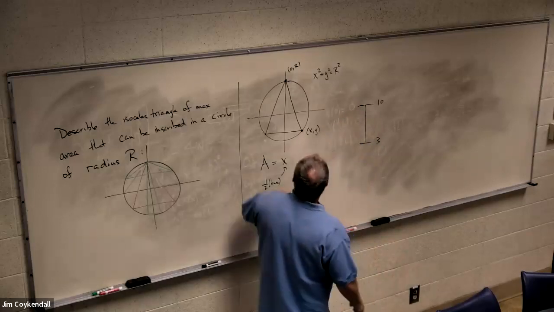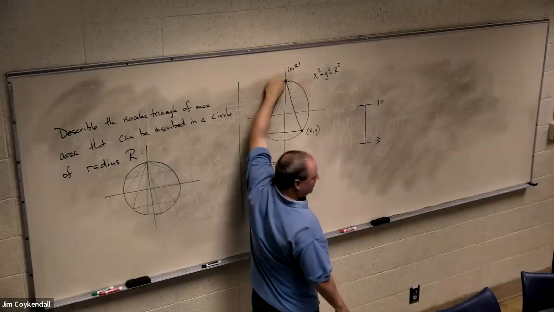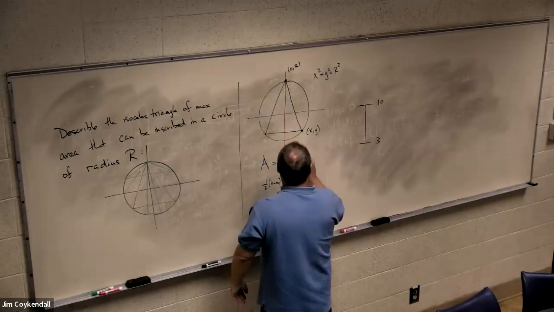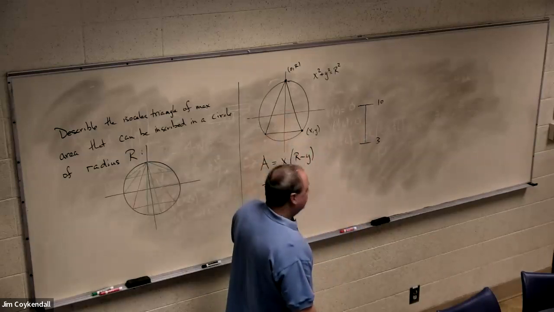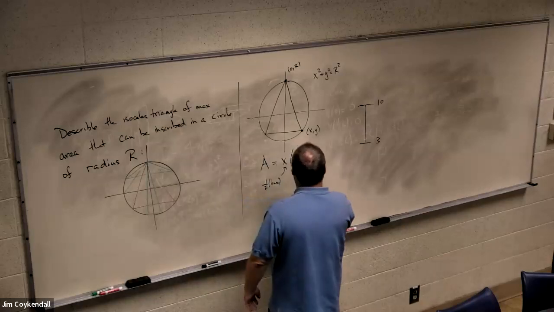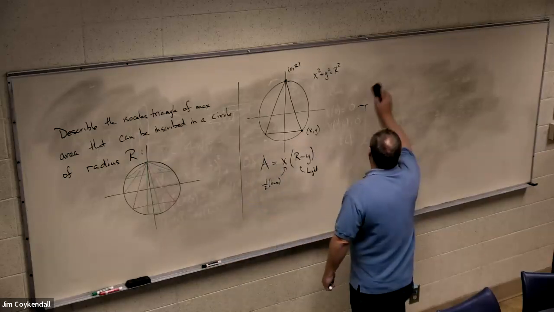No different here. What's the y coordinate at the top? R. What's the y coordinate at the bottom? There you go. So you're doing exactly this thing: top minus bottom, R minus. And this is the height. Good.